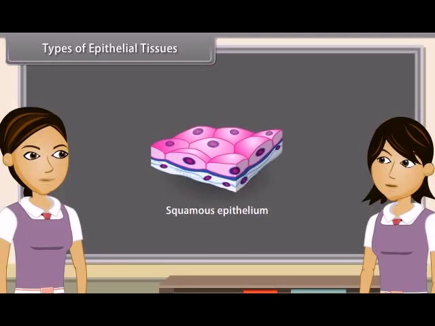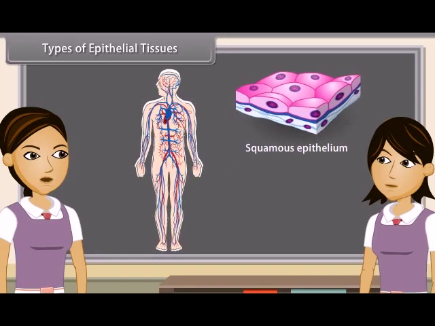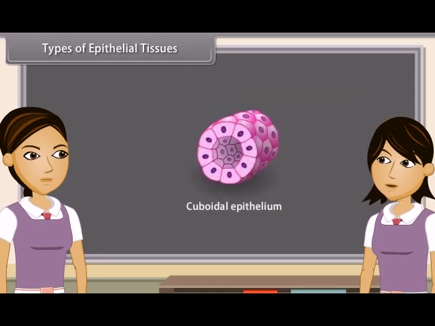Squamous epithelium is made up of thin, flat, irregular shaped cells which fit together like floor tiles to form a compact tissue. It is found in lining of cavities and blood vessels and covering of tongue and skin. It is also known as pavement epithelium. In cuboidal epithelium, cells are cube-like. They appear square in section but appear hexagonal in free surface.